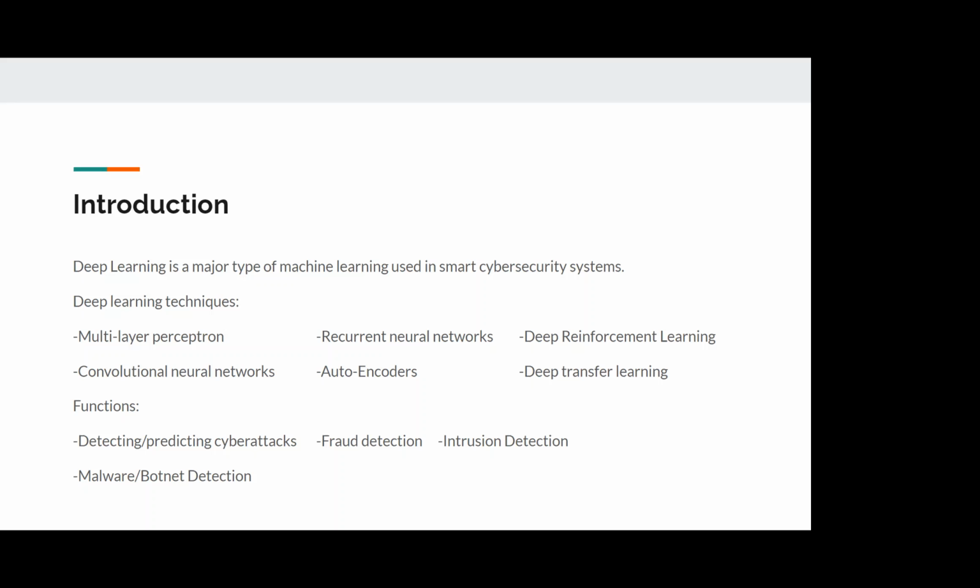It is a broad field that consists of several techniques such as multi-layer perceptrons, recurrent neural networks or RNNs, convolutional neural networks or CNNs, autoencoders, deep transfer learning, long short-term memory, self-organizing maps, and deep reinforcement learning. They can offer a variety of security functions like detecting and predicting cyber attacks, fraud detection, intrusion detection, and detecting malware, ransomware, or botnets.